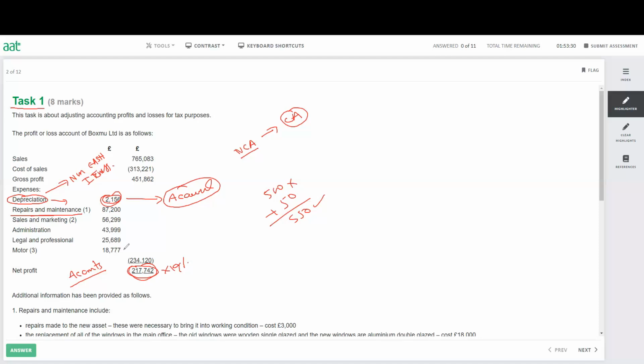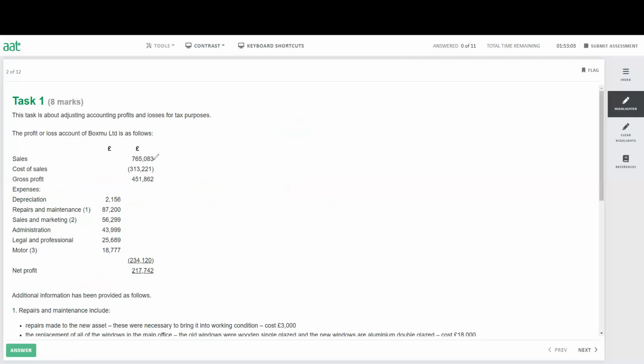Then we have the sales and marketing. So we need to look at what information we have for the sales and marketing, because it says the note. Then you have admin, legal and professional, motors, all this information we have as an expense. Now, if anything is not allowable expenditure, we need to add it back. For that reason, we have to read the other part of the question. So let's read this question a little bit quickly.